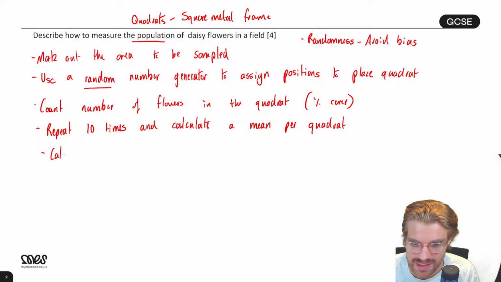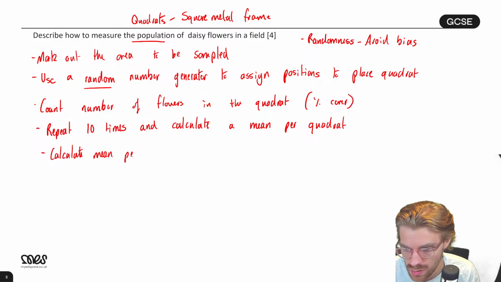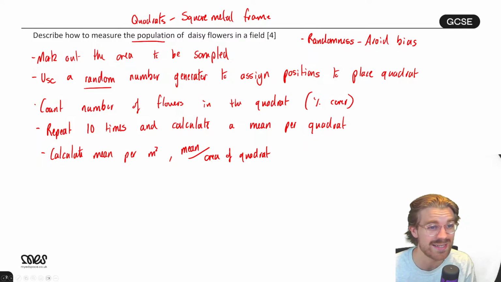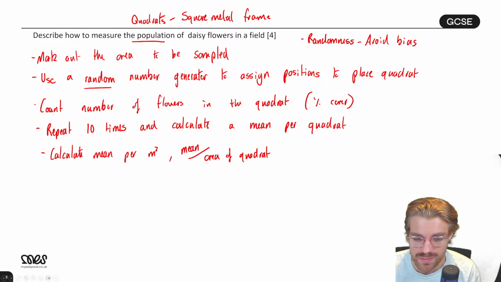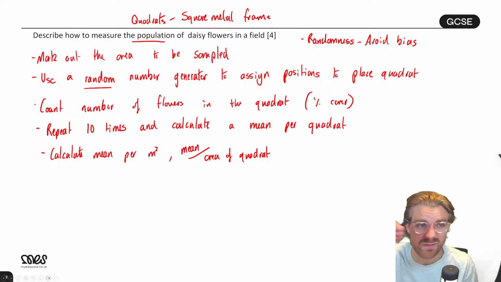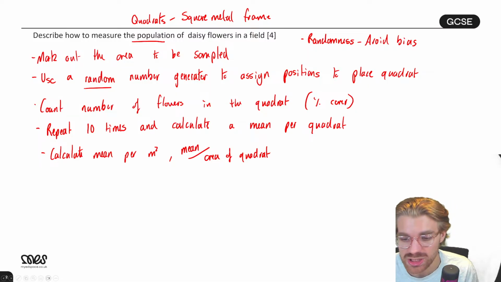So then calculate the mean per meter squared. And to do that, all I'm going to do is just do the mean divided by the area of the quadrat. Now watch out, because the quadrat isn't always 1 meter squared. Sometimes the examiners might be tricky and they might give you a quadrat that's like 0.5 by 0.5, in which case it would be 0.25 meters squared.